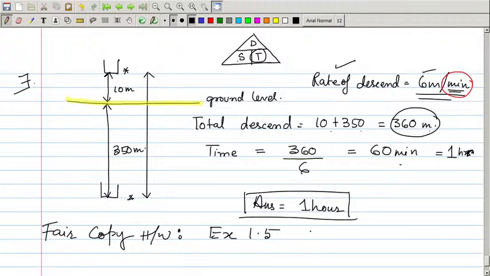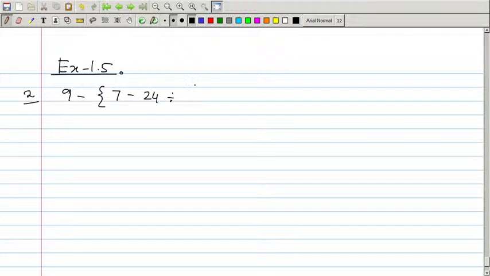There are 5 questions. I will do 1 or 2 with you. You do the rest. Okay. 1, 4 and 5 are for homework. I will do the rest for you. Let's see. Exercise 1.5, question number 2. 9 minus 7 minus 24 divided by 8 plus 6 into 2 minus 16.